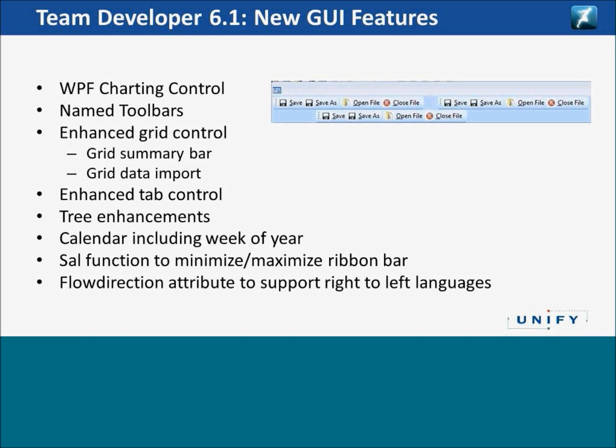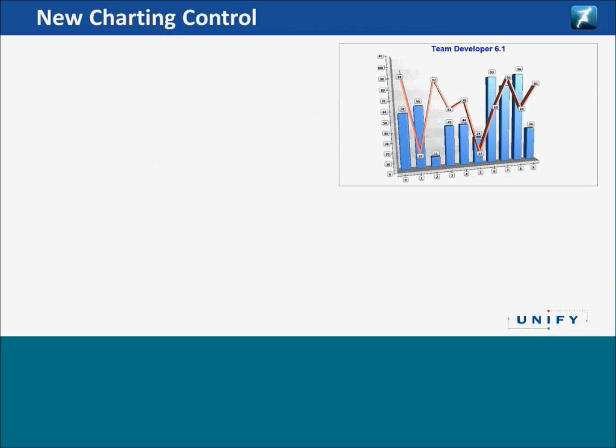And for internationalization, we have a new flow direction attribute to support right to left languages. So when you type Arabic, usually the text flows from right to left instead of from left to right, like we are used to in Western Europe or in the Americas.